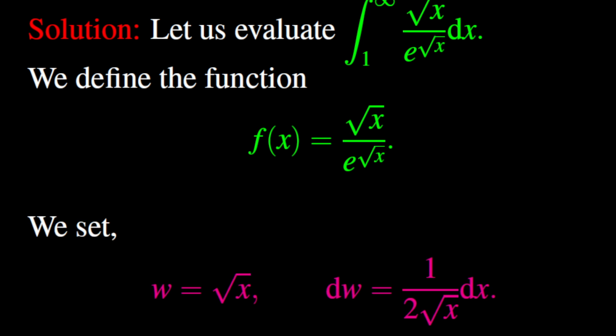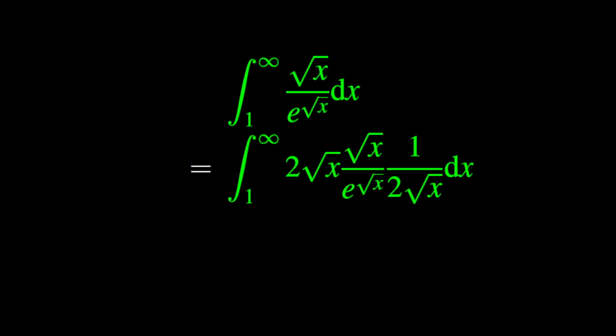So, we set w equal to square root of x and dw should be equal to the fraction 1 over 2 times square root of x dx. The integral from 1 to infinity of the fraction square root of x over exponential of square root of x dx, can be expressed as the integral from 1 to infinity of 2 times square root of x, divided by the fraction, square root of x over exponential of square root of x, times the fraction 1 over 2 times square root of x dx. We can clearly see w and dw in the expression of the integral.